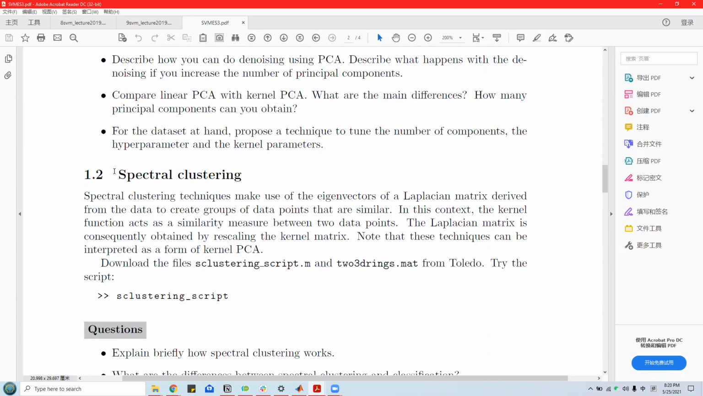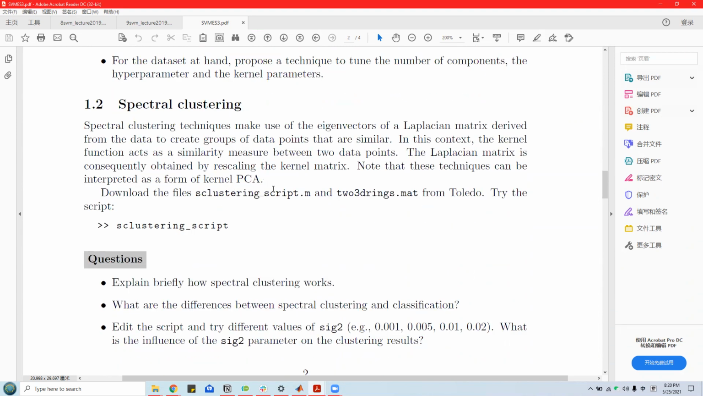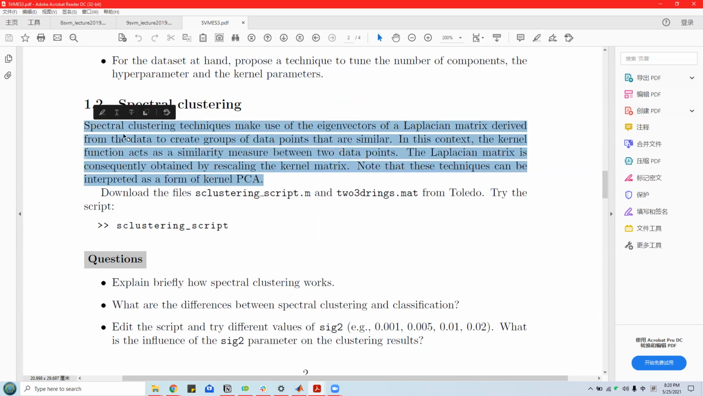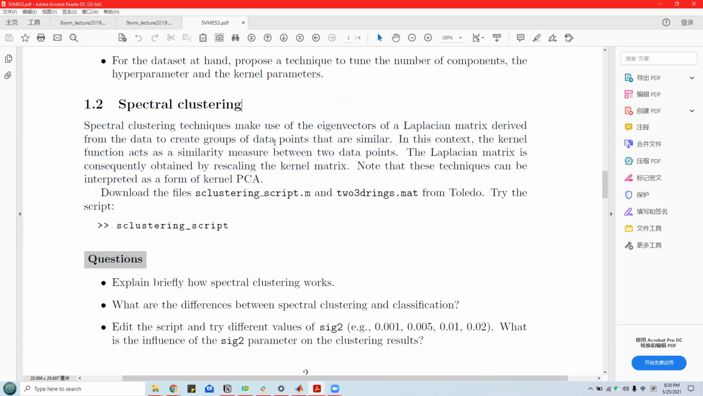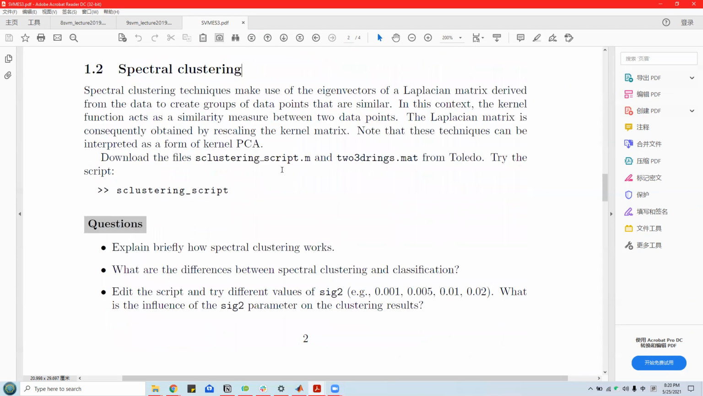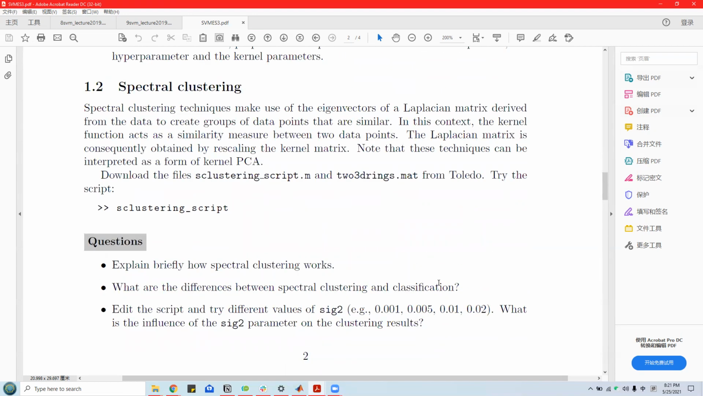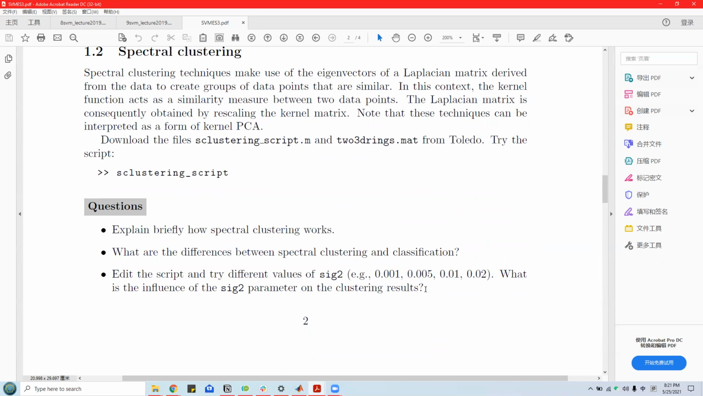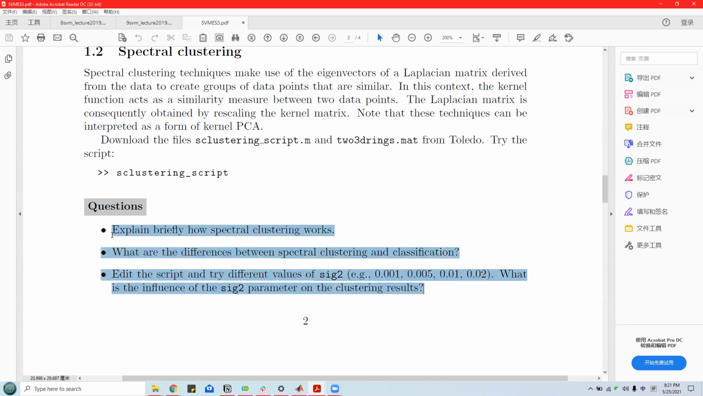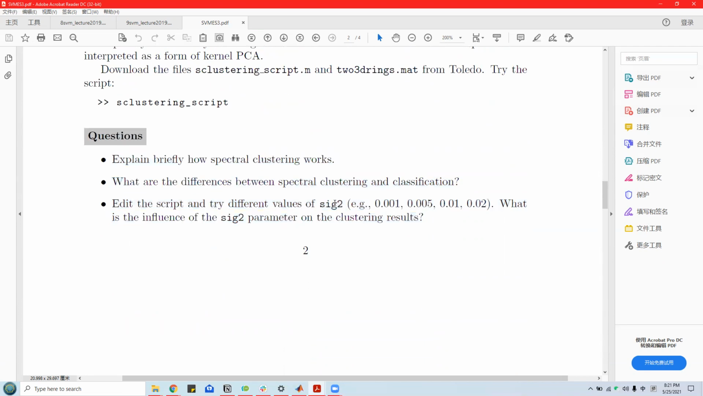So the second one talks about spectral clustering. I was actually kind of surprised that we are getting this kind of question, because this one belongs to the last lecture, which the professor says he will not ask during the exam. So I'm not sure why we are doing these exercises. But if he asks some question about this part, I'm just saying I listened to your advice and I didn't study anything about it. But anyway.